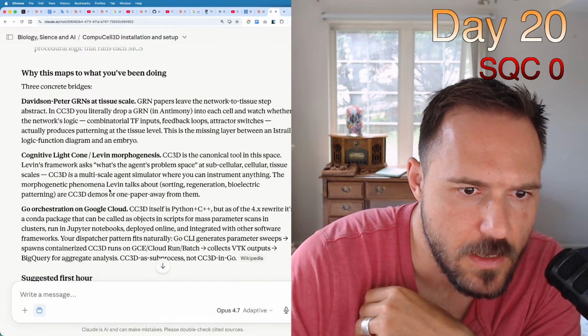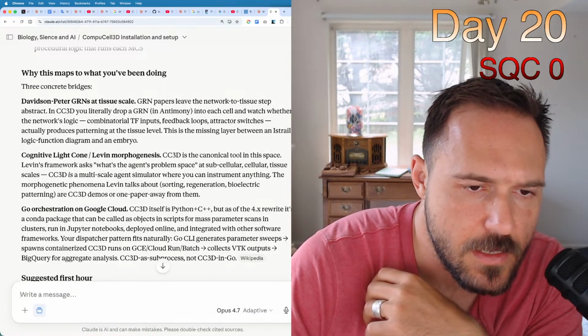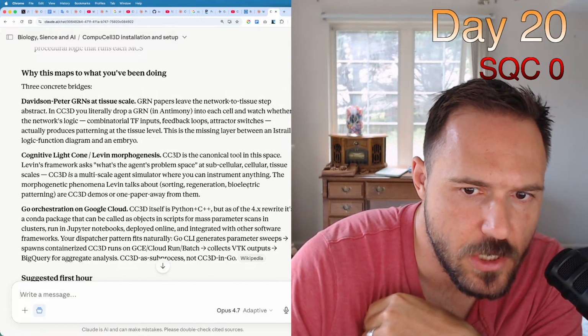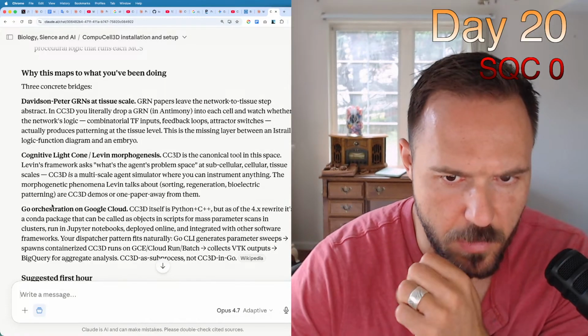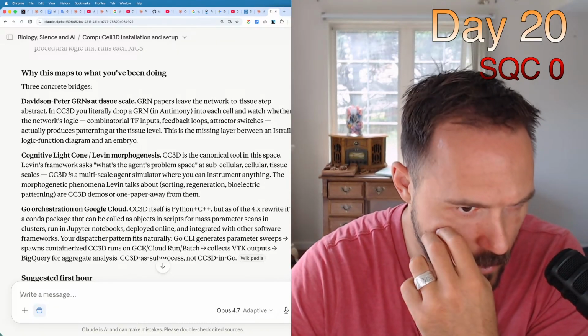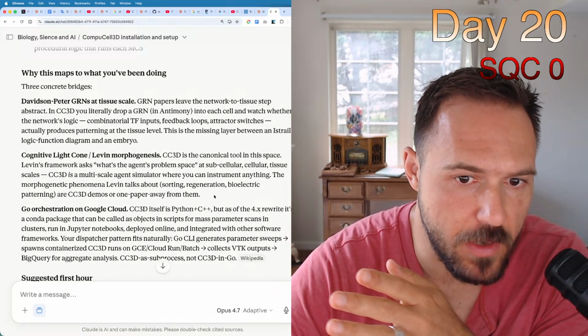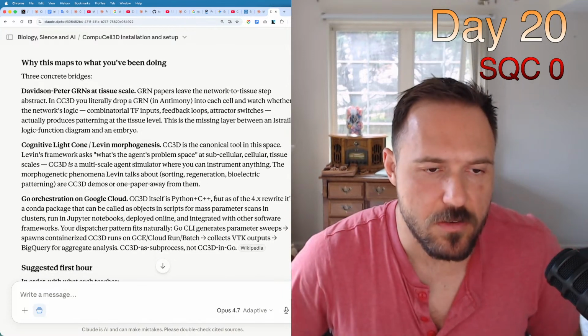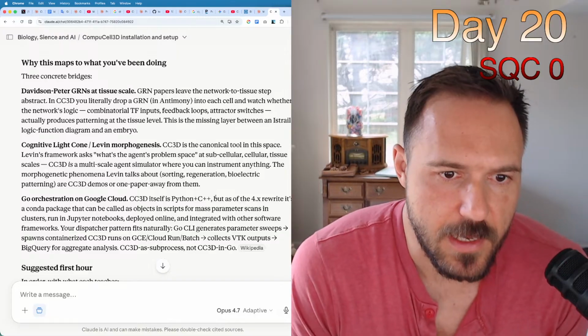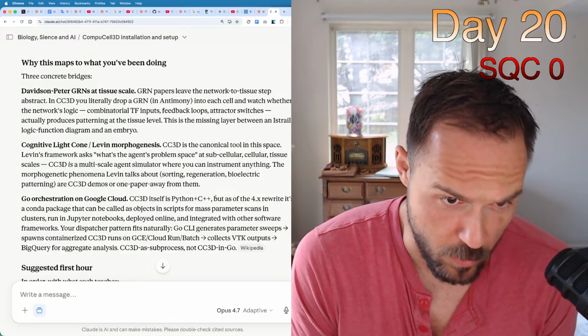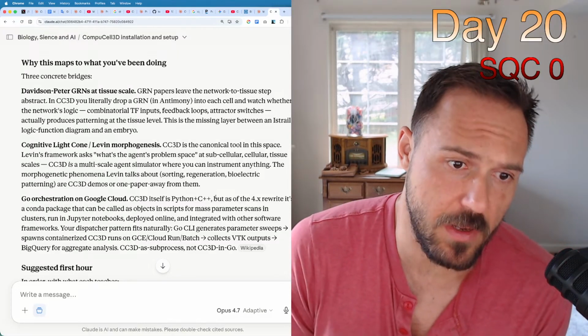So then you're saying, next paragraph, the sorting, regeneration, bioelectric pattern are demos or one paper away from them. That I don't understand. What do you mean they are one paper away from them? Who are one paper away from them?